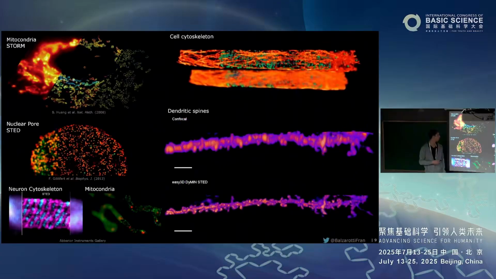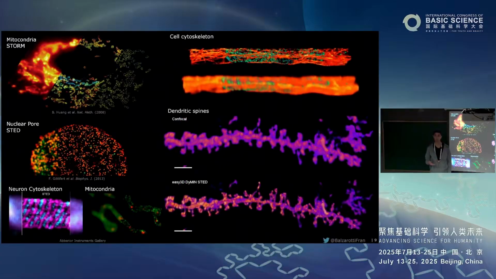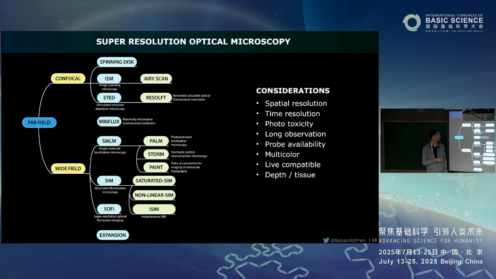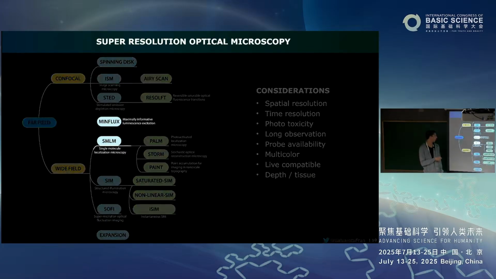So there's an improvement that you can appreciate. Now, you can classify many of the techniques that are around to improve resolution as recipes to improve the confocal microscope or recipes to improve the wide field microscope, and you can classify them according to their spatial resolution, time resolution, toxicity, whatever. There are many things that you may care about in your experiment. And today I'm going to be mentioning these two.